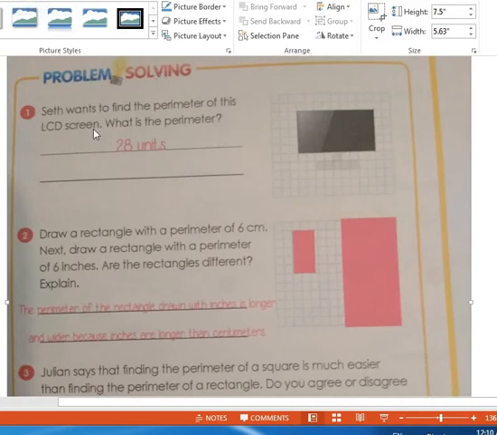Problem solving. This kind of question is very important. Seth wants to find the perimeter of this LCD screen. What's the perimeter? As I told you before, I count what? The small squares of the outside length. It gives me here 28. If you count the squares here, the total will be 28, right?